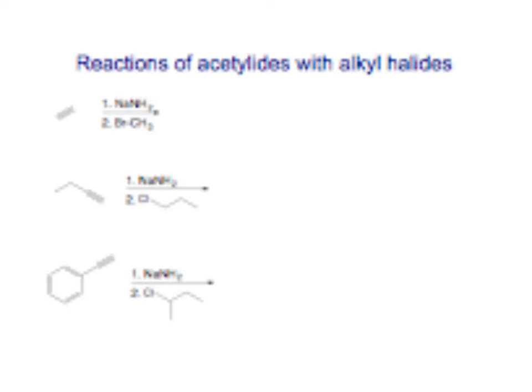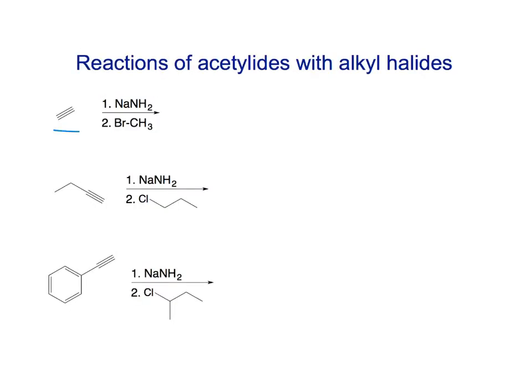Let's look at a few more examples. So in this case, we're starting with acetylene. We treat it with sodium amide, followed by bromomethane. So in this case, we're just going to add a methyl group to one end of the alkyne.